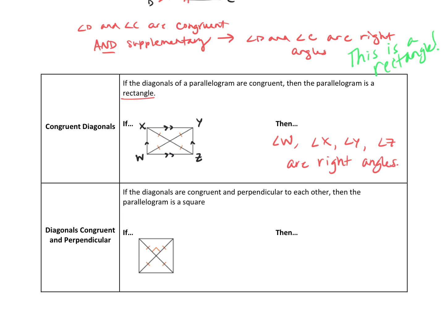All right, if the diagonals are congruent and perpendicular to each other, then the parallelogram is a square. So again, this is a parallelogram. You have congruent diagonals. That makes it at least a rectangle, right? But if those diagonals are also perpendicular, that's going to make this a square. If this is a square, that means we have 4 congruent sides. That is what makes a square different from a rectangle. We didn't even label our sides. Here is A, B, C, D. So that means that our sides are congruent. AB will be congruent to BC, which is also congruent to CD, which is also congruent to DA.